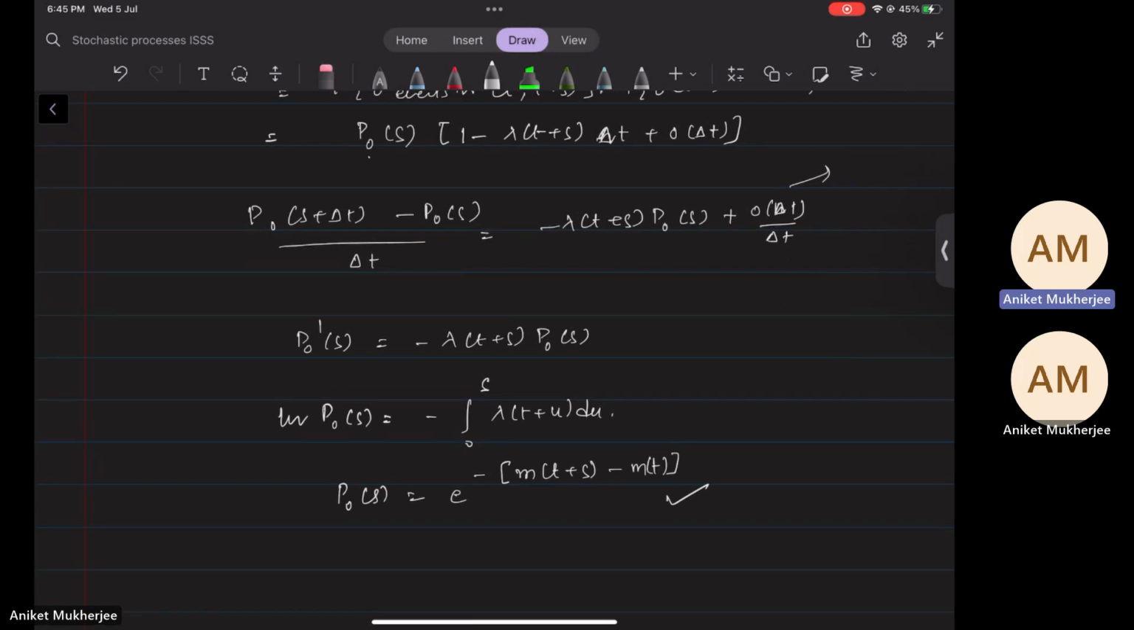So this is the probability that no event will occur at an interval of s after time t. So this all depends because you have fixed the time t. The same way you can derive the ODE expressions for P1, P2, Pn, and write a recursive equation like we did in the last class, and you'll get the same Poisson distributions.